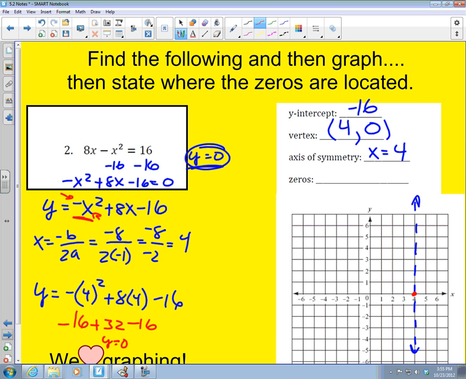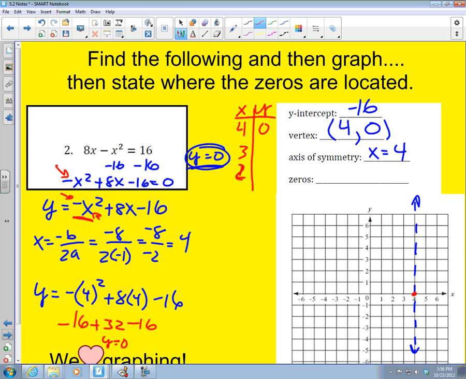I know it opens down because it's a negative x squared. So I guess we're done, but I do want to graph a few points. I want you guys to get used to this, x and y. My vertex is at 4, 0. So we're going to plug in a couple points less than 4 or more than 4. I'm going to say 3 and 2.